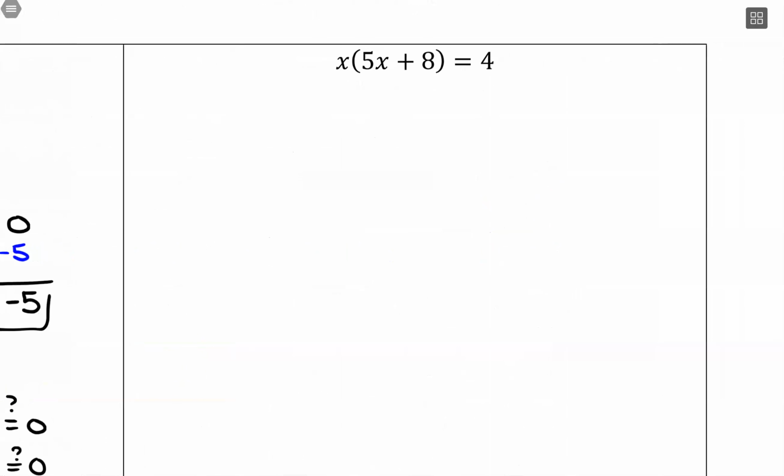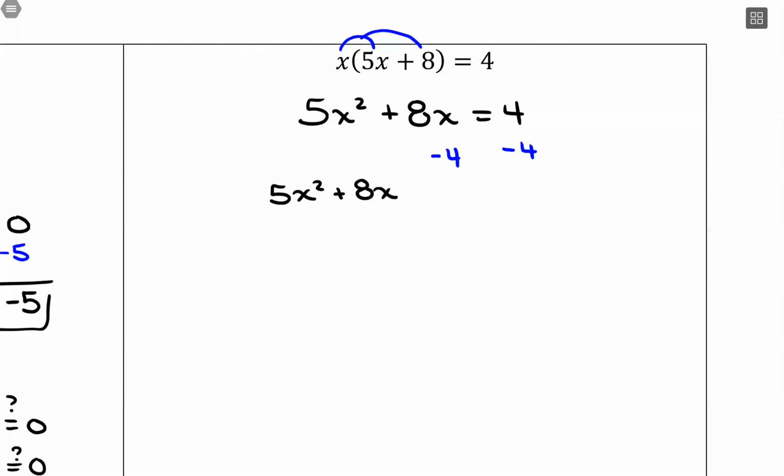Okay. Sometimes you'll need to do some simplification first. I mean, I could go ahead and subtract 4 and get 0 there, but let's go with the distributive property first. So x times 5x is 5x squared, and then plus 8x equals 4. Then I can really see that we do have a quadratic here and not a linear equation. Then I need to get 0 on one side, so I'm going to subtract 4 from both sides. So we have 5x squared plus 8x minus 4 equals 0.